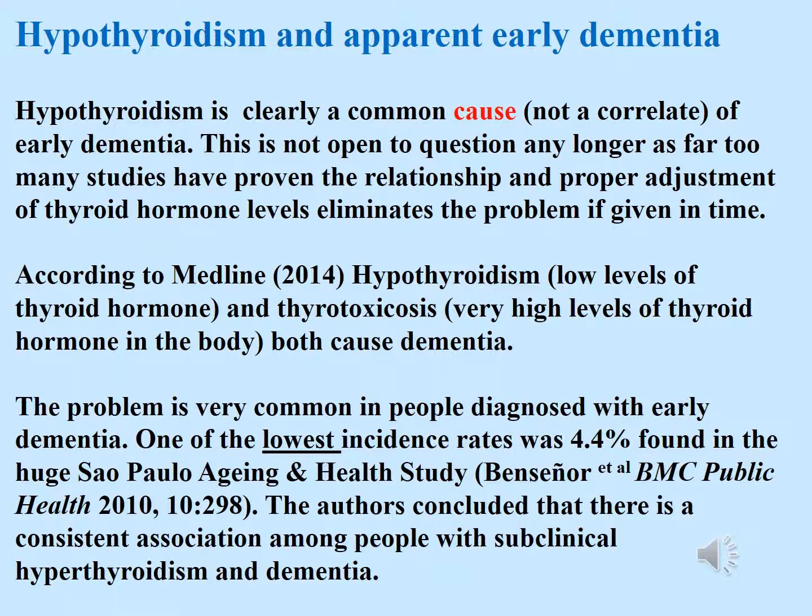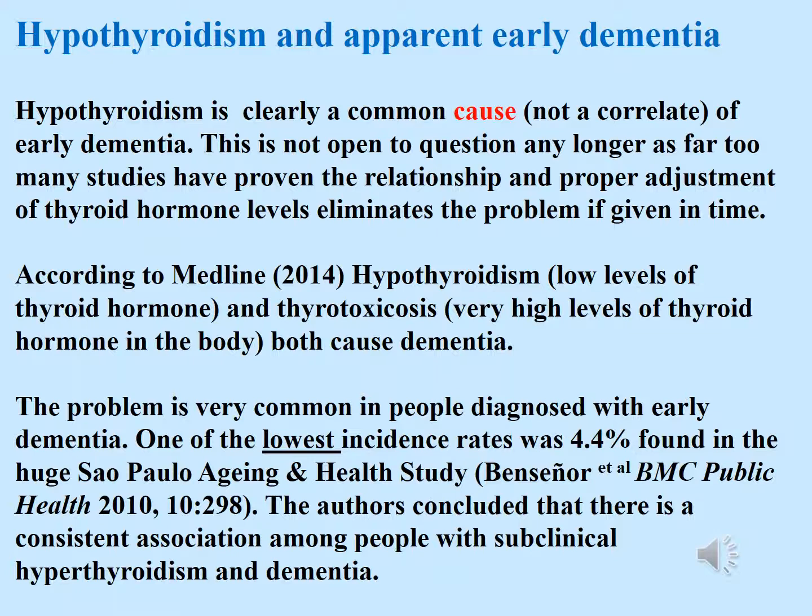Hypothyroidism is clearly a common cause, not a correlate, of early dementia. This is not open to question any longer, as far too many studies have proven the relationship, and proper adjustment of thyroid hormone levels eliminates the problem if given in time.